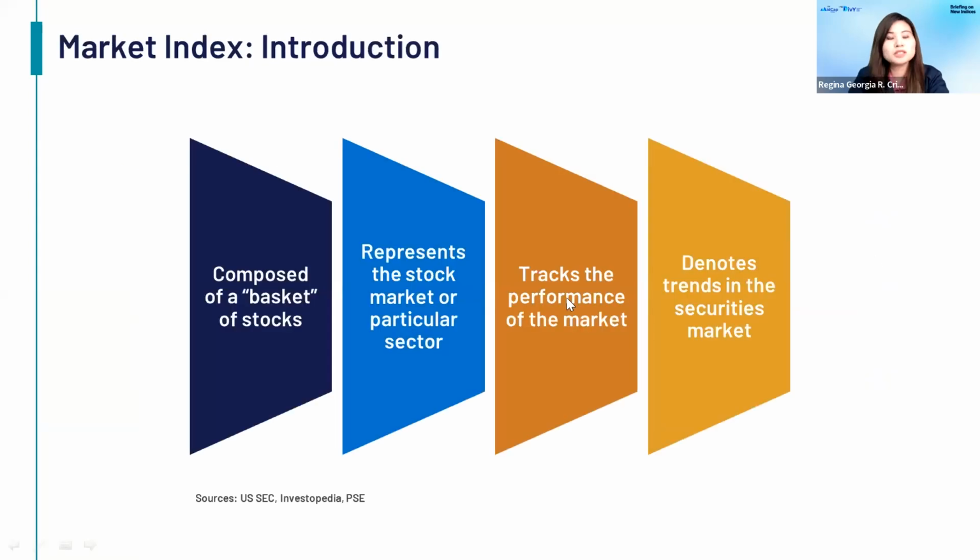To start, what is a market index? An index is composed of a basket or group of select stocks that represent the stock market or a particular sector or theme. It tracks the performance of the market and usually indicates market trends. It is also usually used by investors to track the performance of their portfolio or to compare the performance of their portfolio to the market. And also, indices are used by fund managers to benchmark or track for their mutual funds or exchange-traded funds.